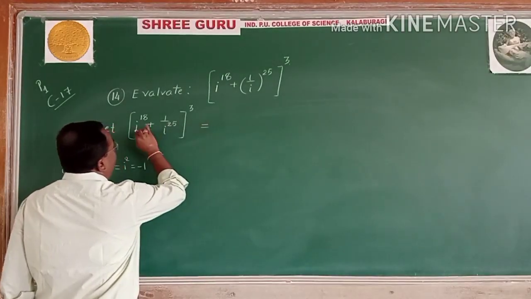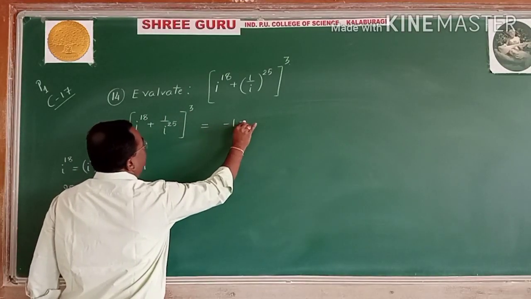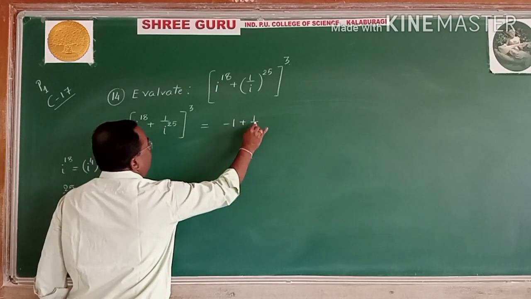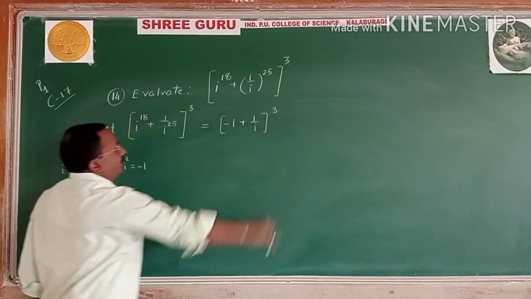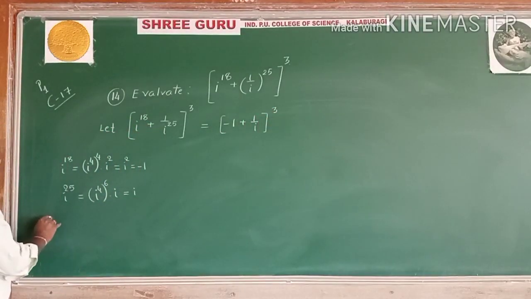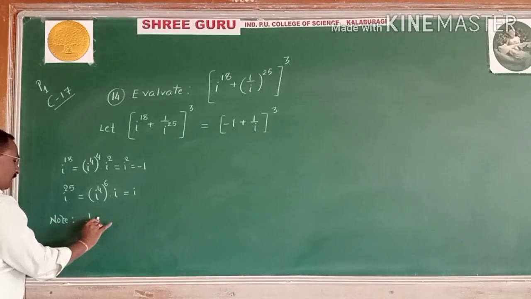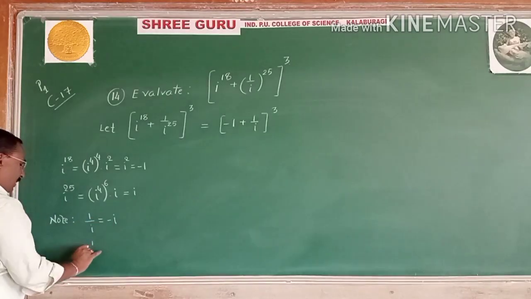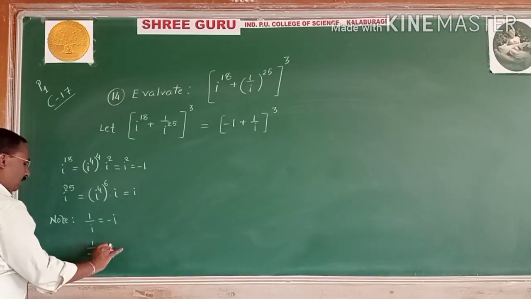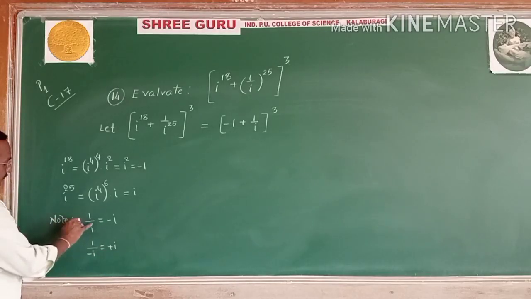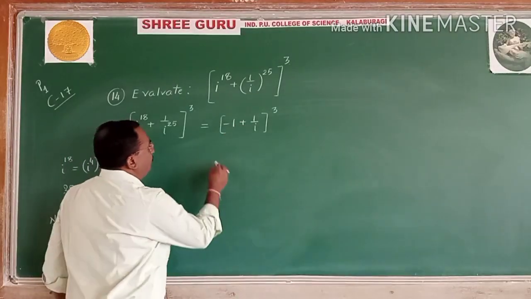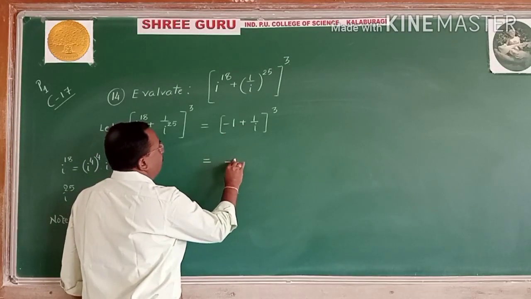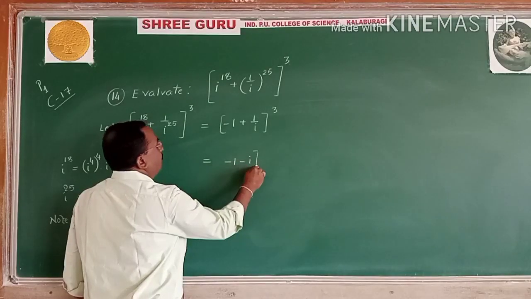Substitute, that is i power 18 is minus 1 plus 1 by i power 25, i, whole to the power 3 as it is. Because note, class 2, that note is there. Keep in your mind, 1 by i is minus i. 1 by minus i is plus i. These two conditions are there. 1 by plus i is minus i. Here, minus 1 minus i whole to the power 3.